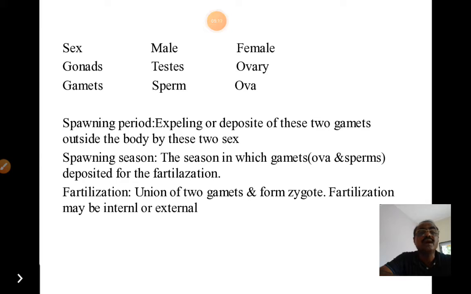So these sperm and ova, or you can say eggs, are very essential. They are the basic things for developmental biology.